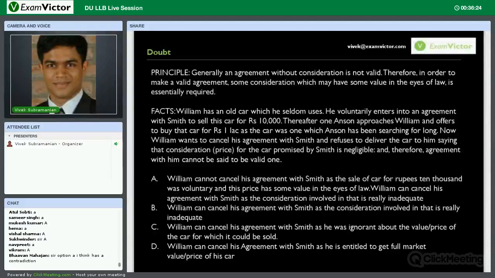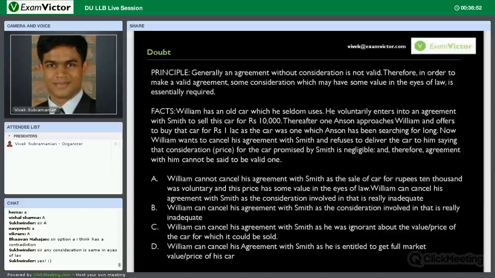All right. I think the question is quite straightforward. Most of you are able to answer it. The correct answer is A. William cannot cancel his agreement with Smith as the sale of car for rupees 10,000 was voluntary and this price has some value in the eyes of law. Definitely 10,000 has a value in the eyes of law.